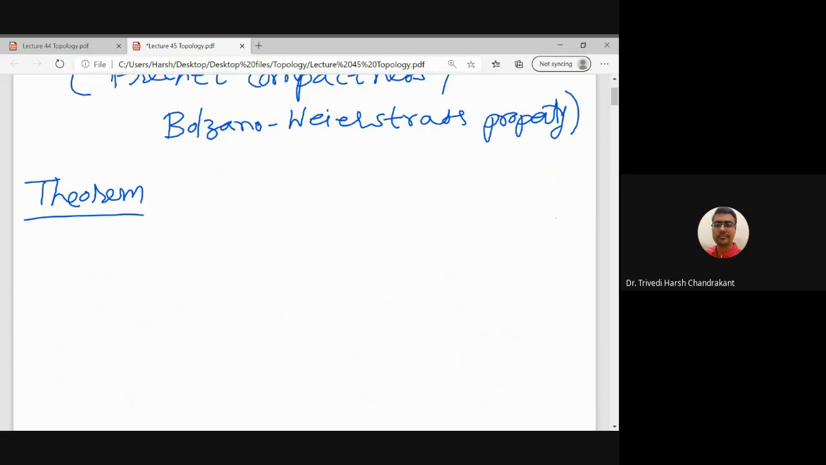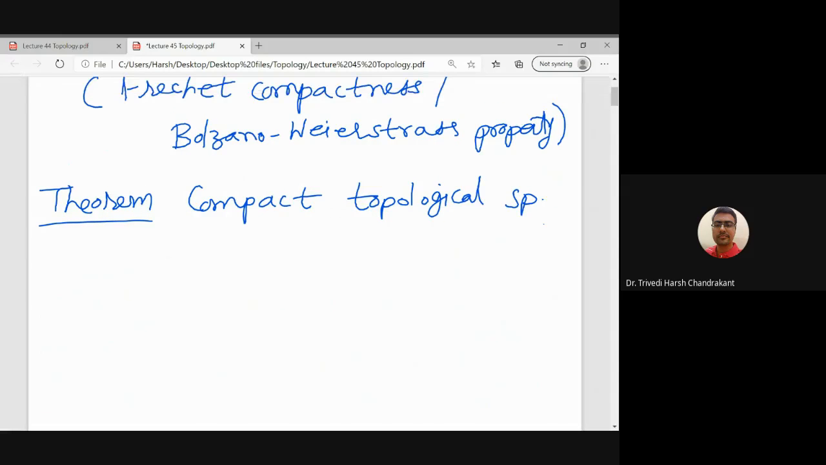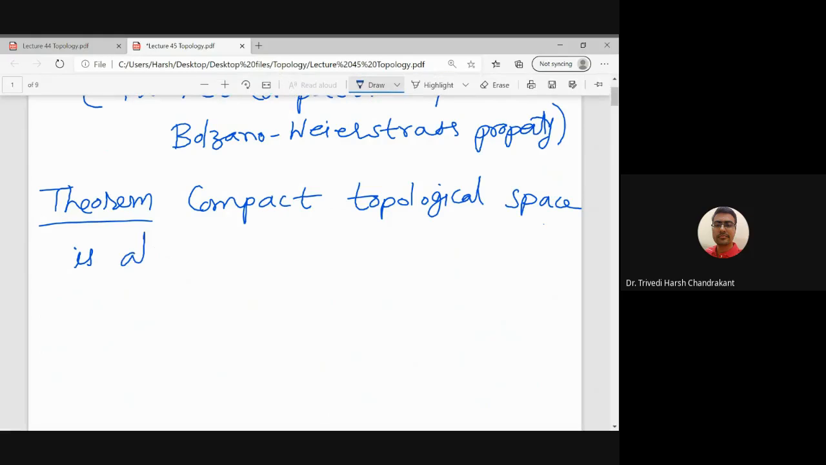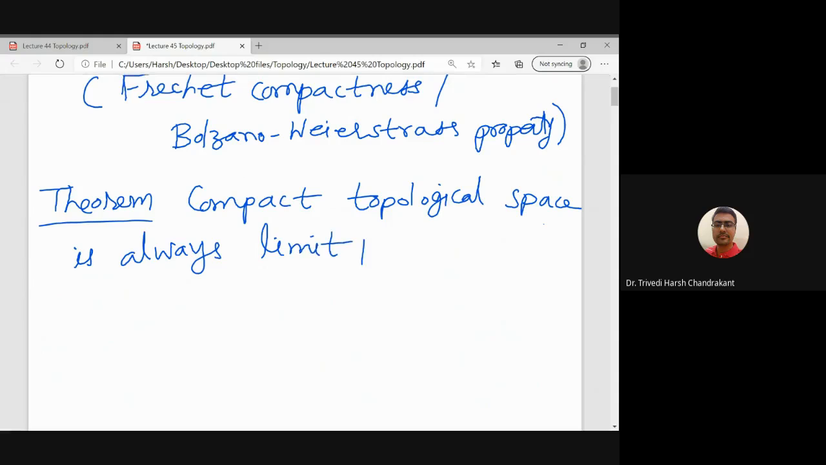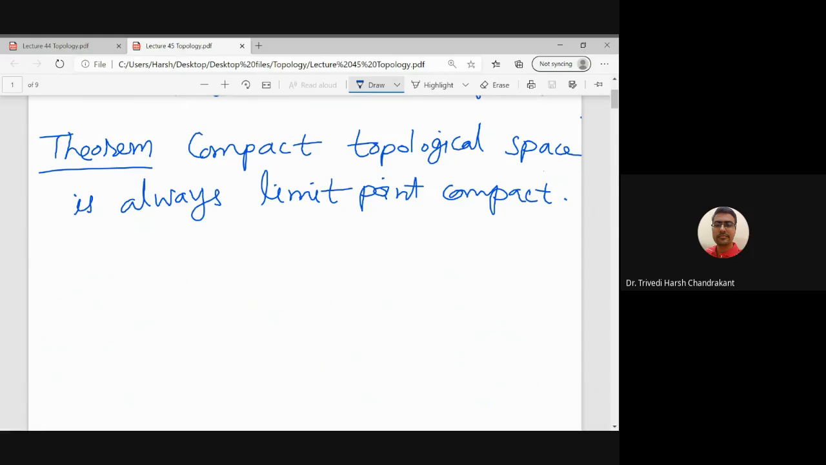So the first result today we want to study is: every compact topological space is always limit point compact. Note that we are not considering a metric space here. We are taking a general topological space, which may not have a metric defined on that set.